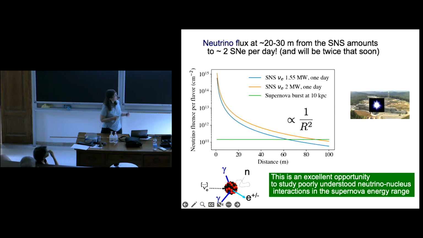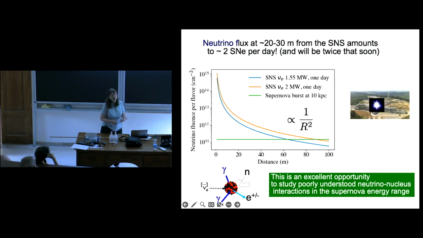Okay, so if you work out what the actual flux is, if you go out to about 20 or 30 meters, and you compare the fluence you get in one day from the SNS, fluence is flux integrated over time, and compare that to the fluence of a supernova, so the supernova neutrinos integrated over the 10 seconds of the burst, you see that at around 20, 30 meters, you actually get about 2 supernovas worth of neutrinos per day.